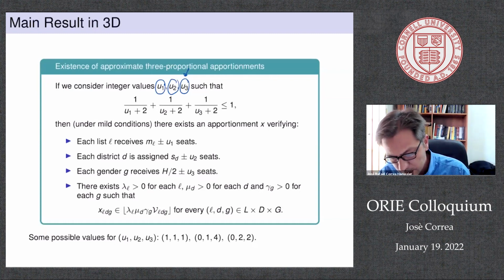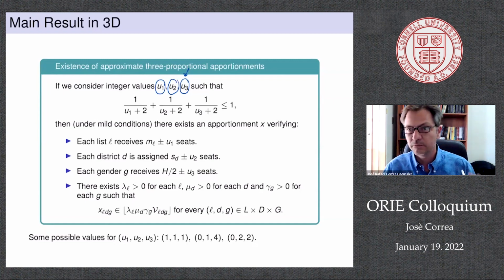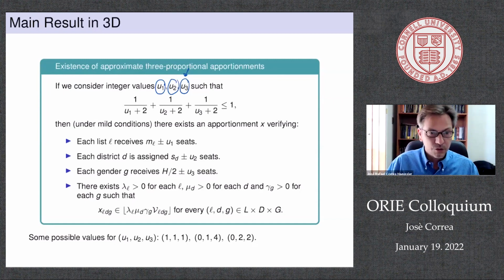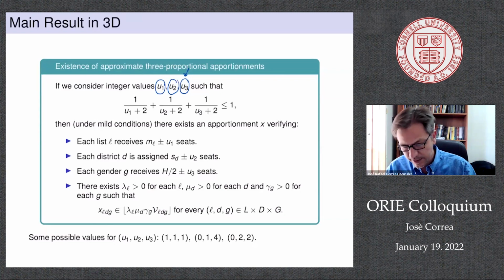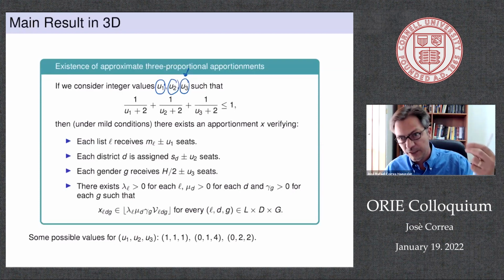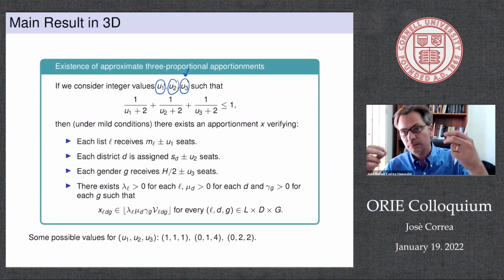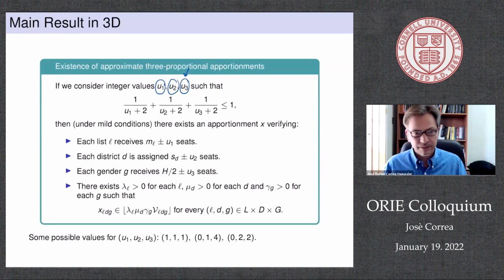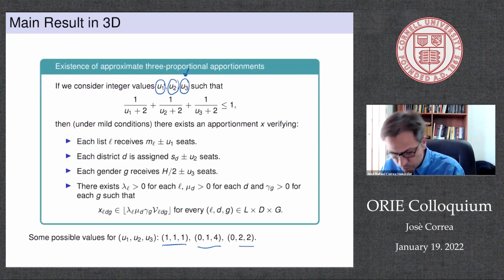Now, if the sum of the reciprocals of the U_i plus 2 is at most 1, so I have this formula here, then I have existence of a 3-dimensional proportional apportionment. So just to give you an idea, if this condition holds, then there exists an X verifying that each list gets the marginal plus or minus U1, plus or minus U2, plus or minus U3 in each of the dimensions, and it's proportional. Also, the entry of X in the cell LDG is equal to the vote matrix times the multipliers, rounded down. Some numbers that do work, for instance, in 3 dimensions are 1, 1, 1, or 0, 1, 4, or 0, 2, 2, or things like this.